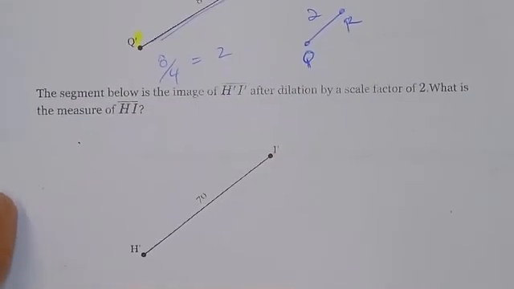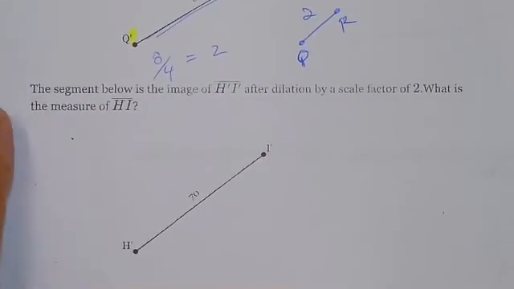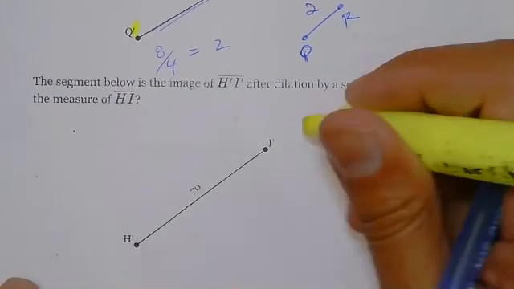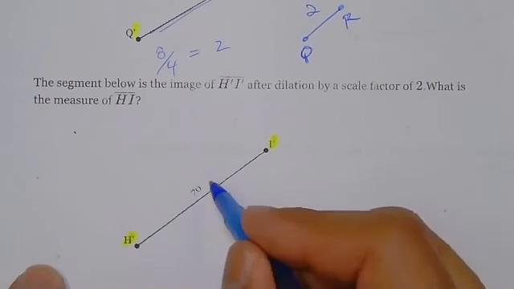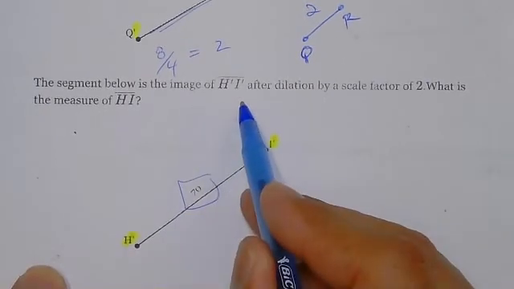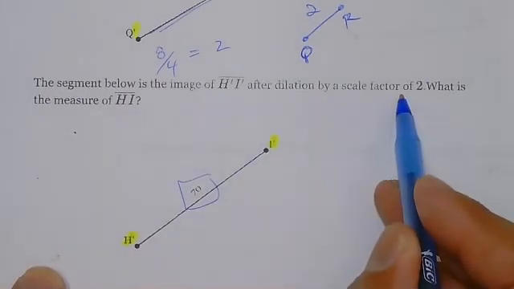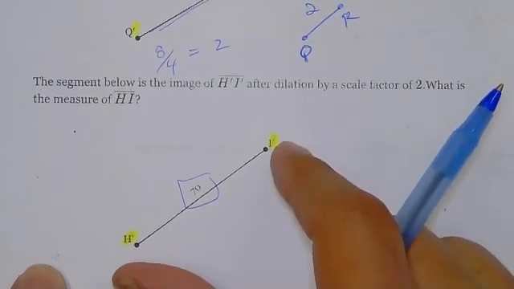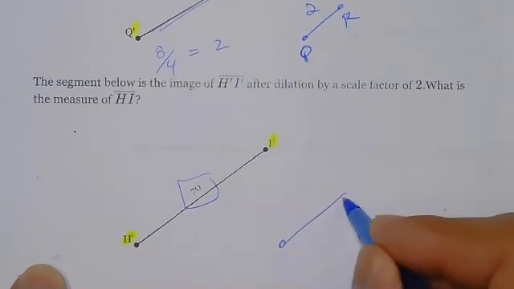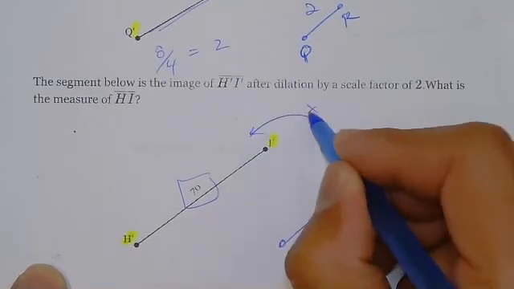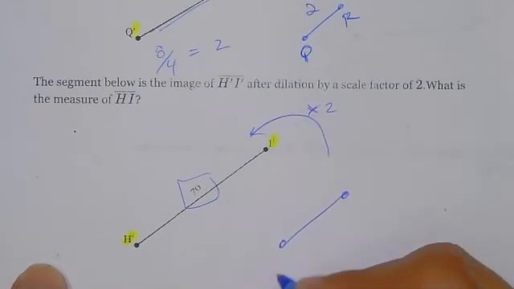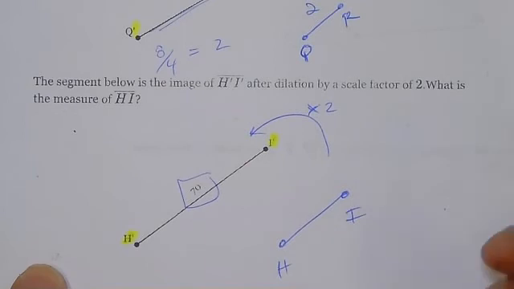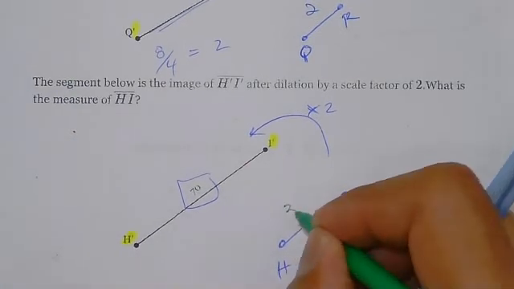So they're going to mix it up, huh? Careful. Okay, next one. The segment below is the image. Oh, again, this one's already the answer. Has the little hyphens. It already got dilated, and it's 70. So after a scale factor of 2, this one's already big, 70, so the original would be half of it. It already got multiplied by 2, and now it became 70. So what would it have to have been, the original HI, right? That's the question. 35. I told you this is going to be easy.